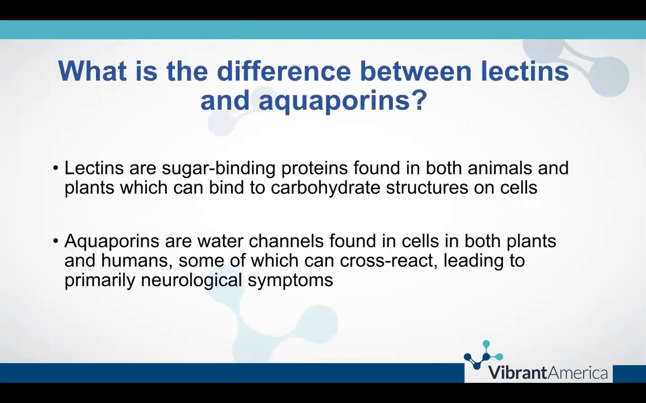Actually, right now. Lectins are sugar-binding proteins found in both animals and plants that can bind to carbohydrate structures on cells. That's essentially what they do. Aquaporins are water channels found in the cell membrane in both plants and humans, some of which can cross-react, and the primary symptom that results from this is typically just neurological.